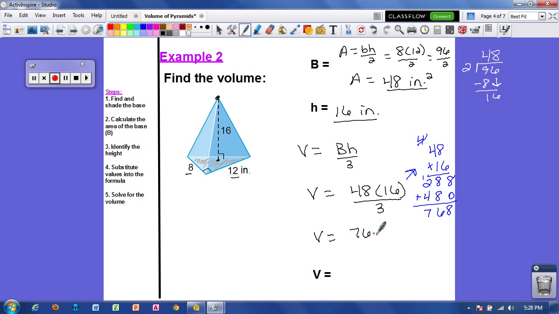So I have 768 divided by 3, and I am going to come out to the side and work that out. Remember, top dog goes in the house. 3 goes into 7 twice. 3 goes into 16 5 times. And 3 goes into 18 6 times. So that means that my final volume is 256, and that would be inches cubed.